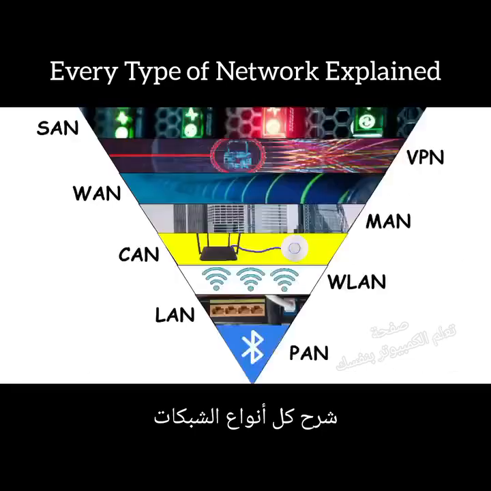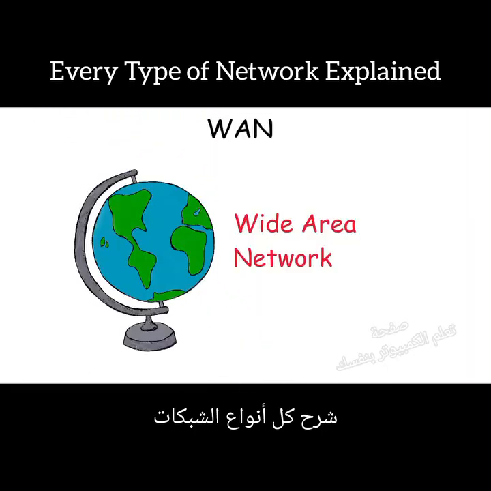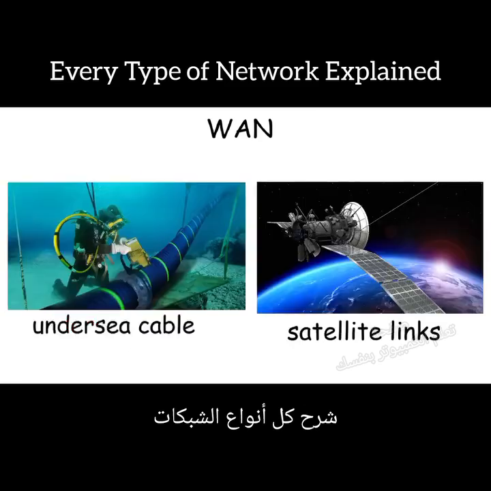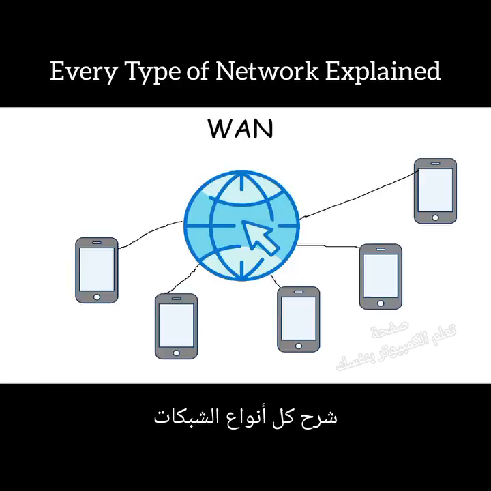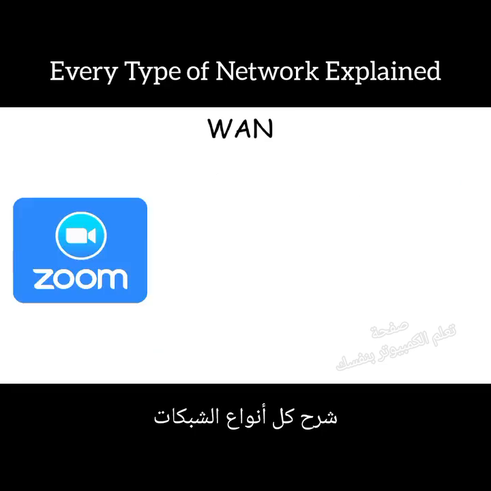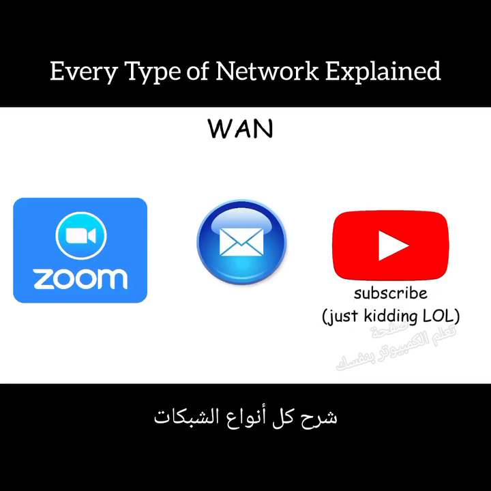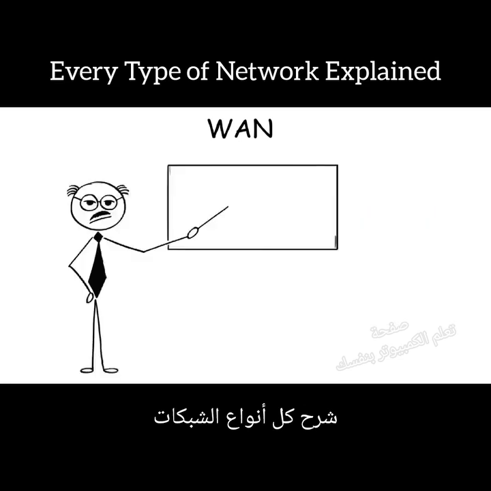WAN. A wide area network is the largest type of network that uses a mix of technologies like undersea cables and satellite links. The most common example is the internet itself, which links millions of devices worldwide. It's what makes it possible to attend Zoom meetings, send emails across countries, or watch YouTube videos and subscribe to my channel. And just to make it clear, a WAN consists of multiple smaller networks like LANs and MANs that span across cities and countries.